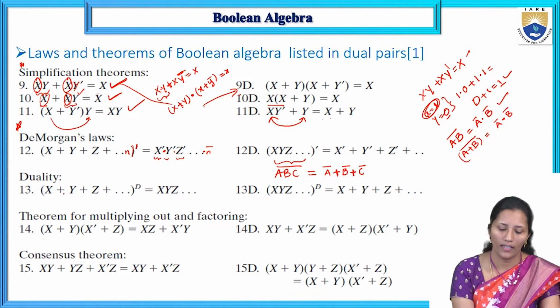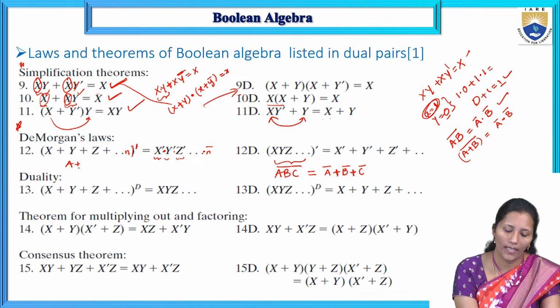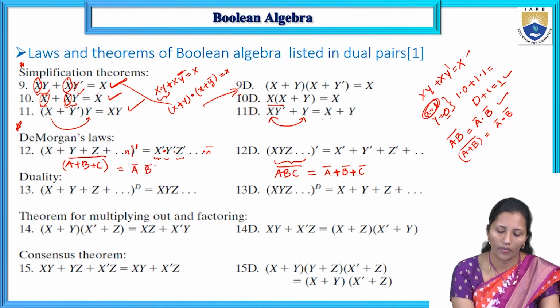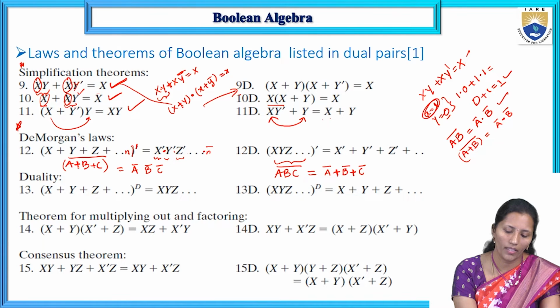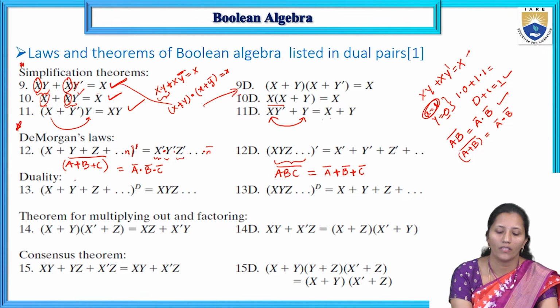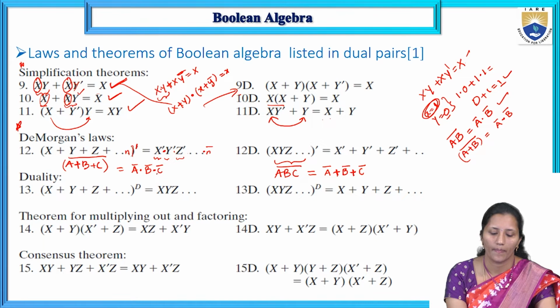Here A plus B plus C. I am taking three variables and adding these three variables. I am taking the complement of these three variables, which is equal to, first we have to write the complement of the individual variable. Here we are performing the OR operation, and here we have to perform the AND operation. Okay, A plus B plus C whole bar is equal to A bar dot B bar dot C bar.